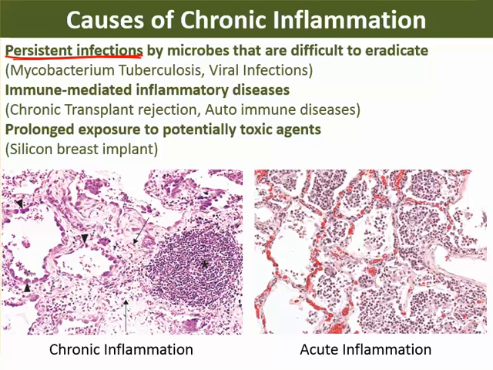Persistent infection. Any infection that is there for a longer period means the inflammation will be there for a longer period. Examples are Mycobacterium tuberculosis and viral infection.